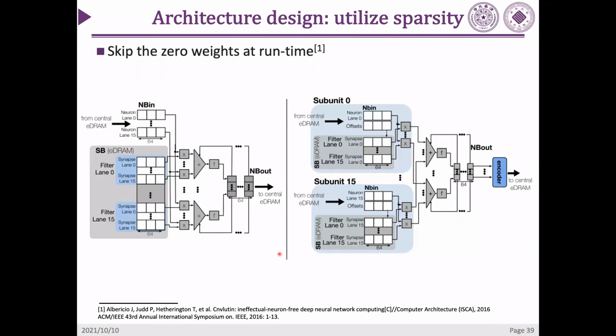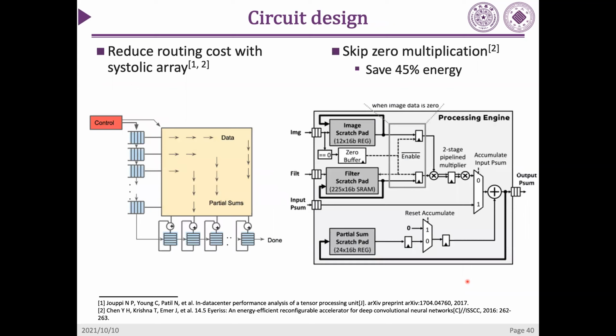But then you need a very large on-chip memory to store these intermediate feature maps on chip. So for another architecture level design, maybe you can also skip the zero weights at runtime, because when we use the compression method, you will compress or turn some of the weights into zero. So some of the architecture designers design their architecture to include the functionality of skipping the zero weights at runtime, which is published in ISCA 2016. And this is the architecture level.